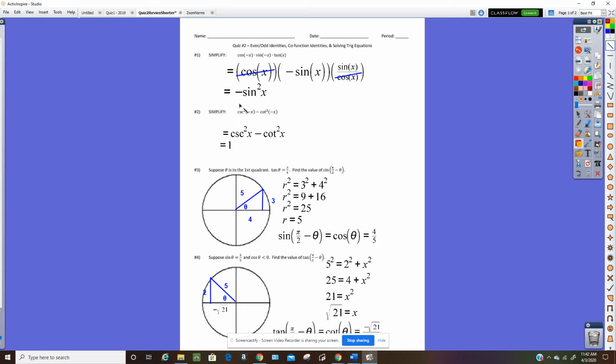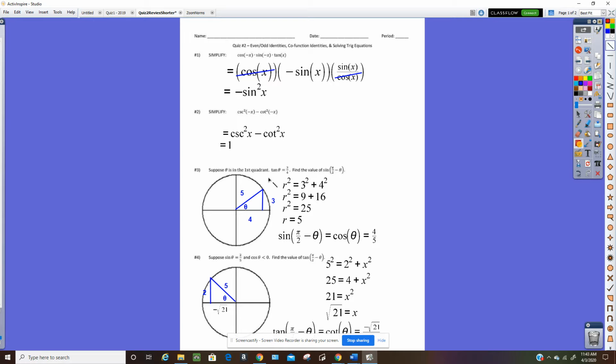The second one, whenever you square any trig function, is always going to be positive. So I have cosecant squared x minus cotangent squared x, and that's a Pythagorean identity that equals 1.